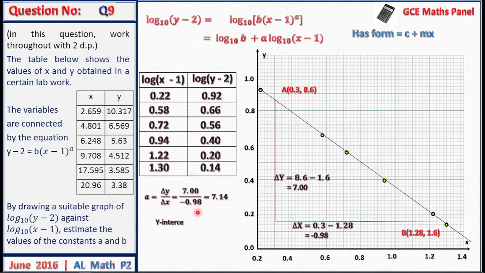While our intercept here is log b base 10. And what is this intercept? You can read the intercept from here, right? It's 0.94. So this 0.94 is equal to log b base 10. And from there, our b will be equal to 10 to the power 0.94, which is 8.71. We have found the values of a and b.